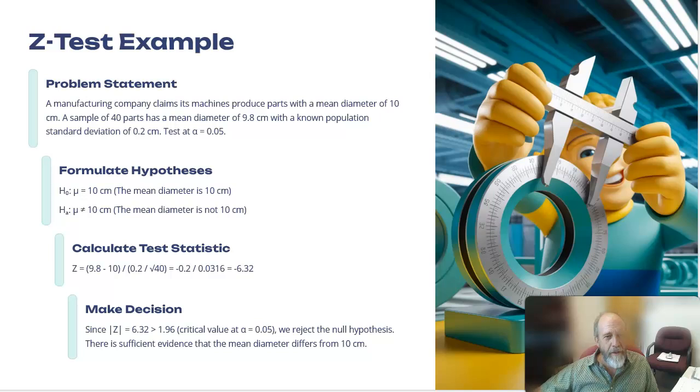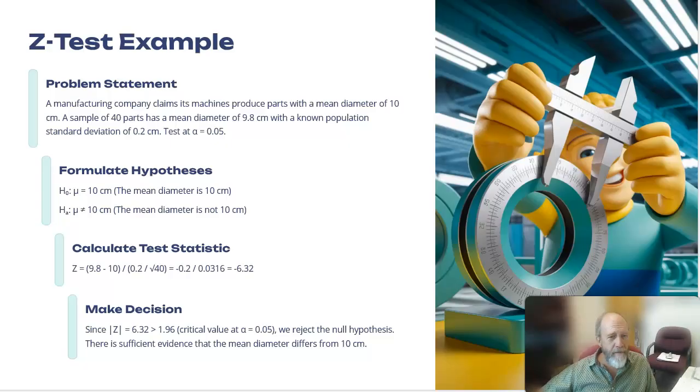So here's a good one. A manufacturing company claims that its parts have a mean diameter of 10 centimeters. Okay, now we're going to take a sample: 40 parts, mean diameter of 9.8, known population standard deviation of 0.2. I think we've got all the pieces that we need for doing a z-test here.